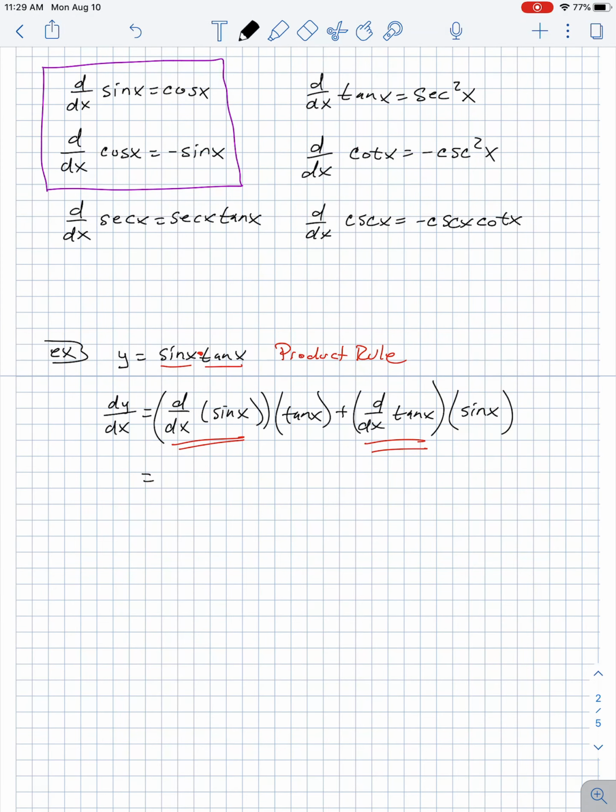So the derivative of the sine, I go up to my chart right here. The derivative of the sine is cosine. So now this is cosine times the tangent. And the derivative of tangent, I go up here, is secant squared. Okay. And then at this point, I would like you to reduce.